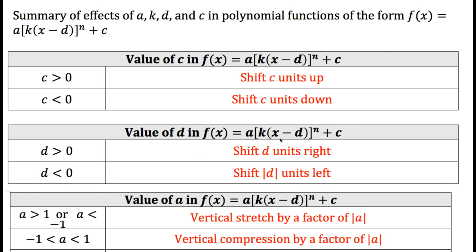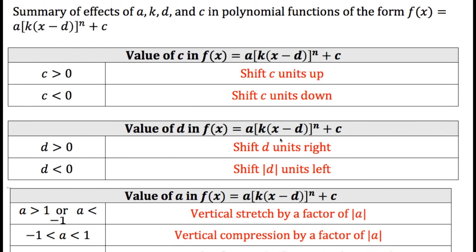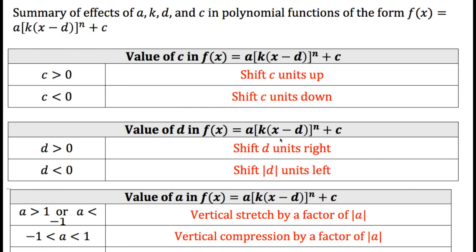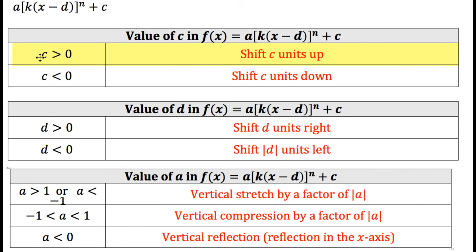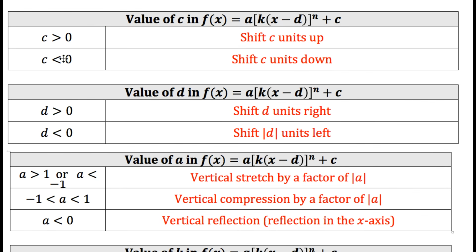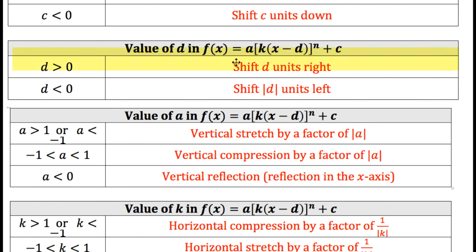Okay, so on this slide, we have a summary of all the rules about what each parameter does and when it does it. So if c is positive, it shifts the graph up. C is negative, it shifts the graph down. If d is positive, it shifts right. If d is negative, it shifts it left. But keep in mind the d value will always appear as the opposite sign of what it is because of the fact that the general template for a transformed function is x minus d.